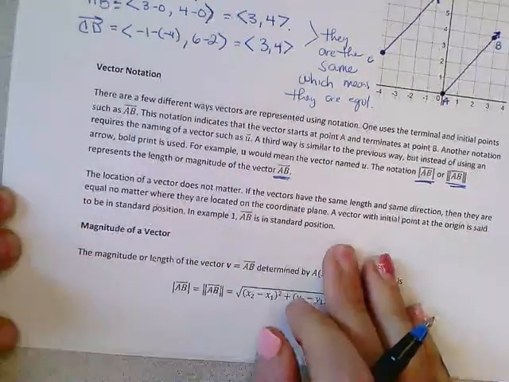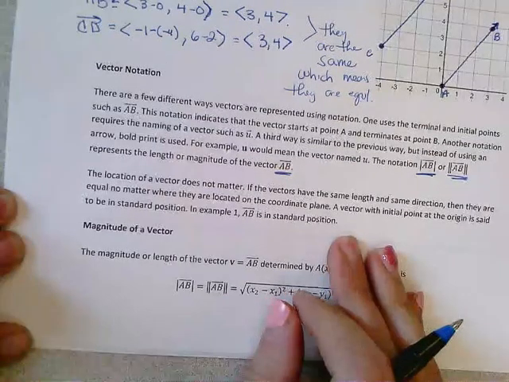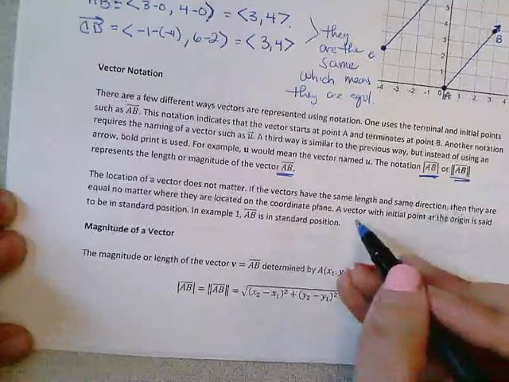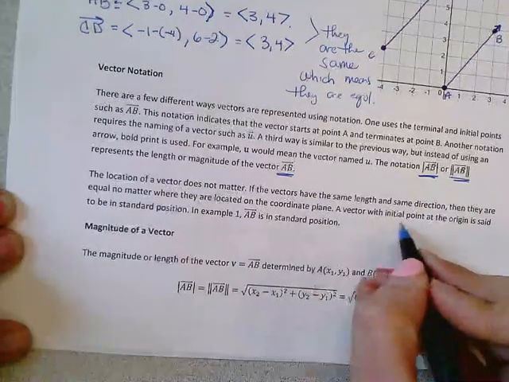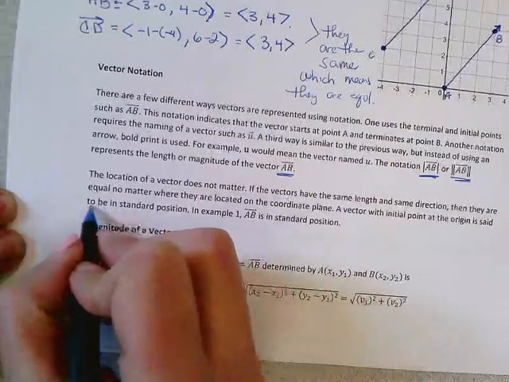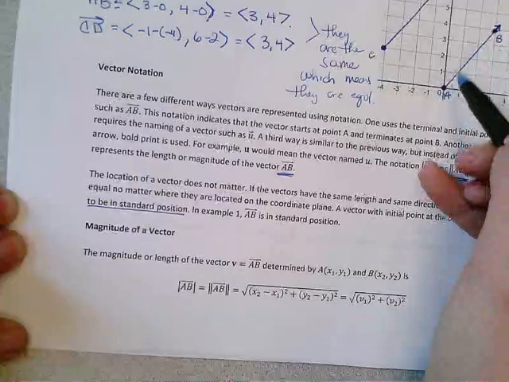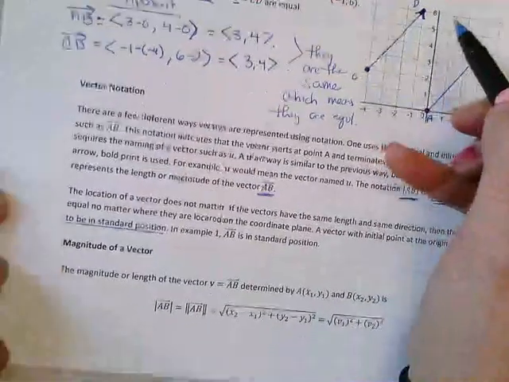I'm not going to read this. You will read this on your own to make sure that you understand what's going on. But a vector with an initial point at the origin is said to be in standard position. So this one right here was in standard position, but this guy was not in his standard position.